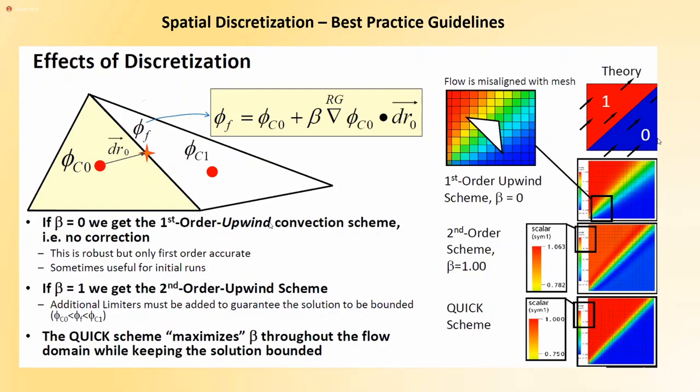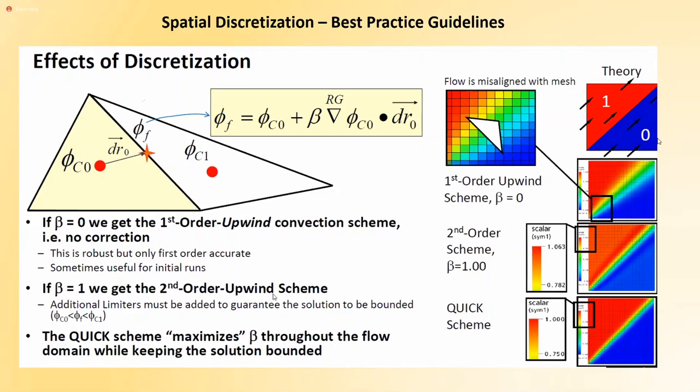First order upwind will not be tolerated in any publication. I mean, you cannot even offer a publication when you did a CFD with the first order scheme.